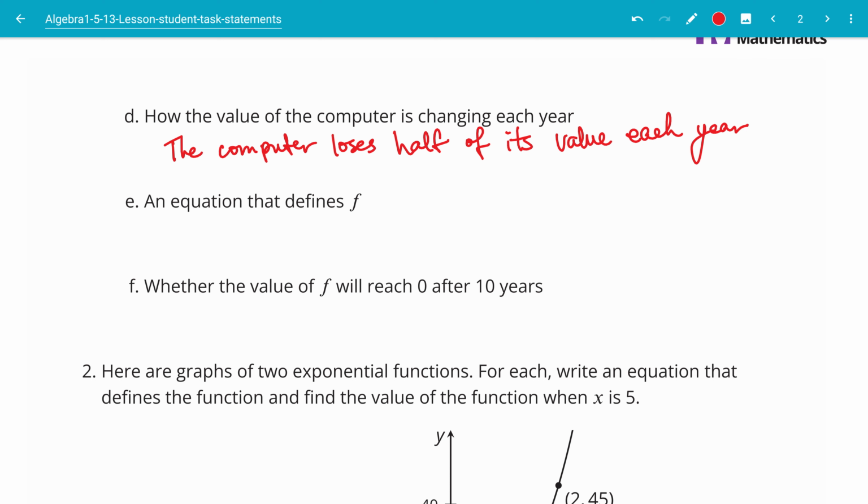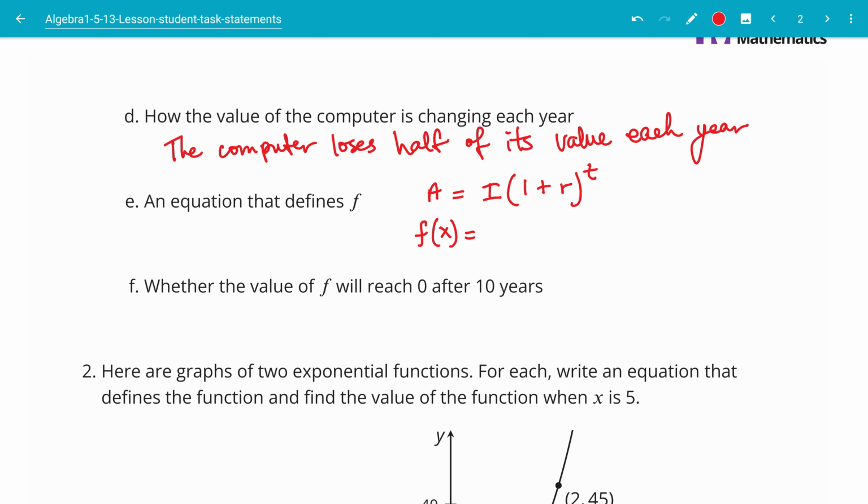Okay, an equation that defines f. Okay, so our equation is going to be our amount is equal to our initial amount times 1 plus our rate to the power of time, or to the number of years, basically. And since we're going to define f as a function, we're going to do f of x.